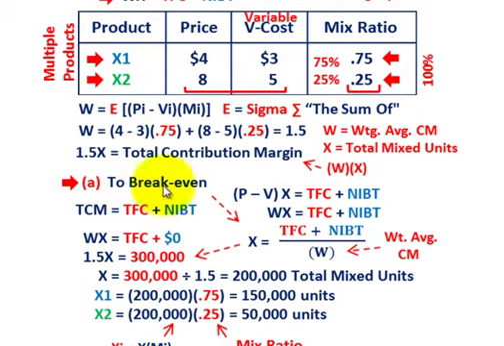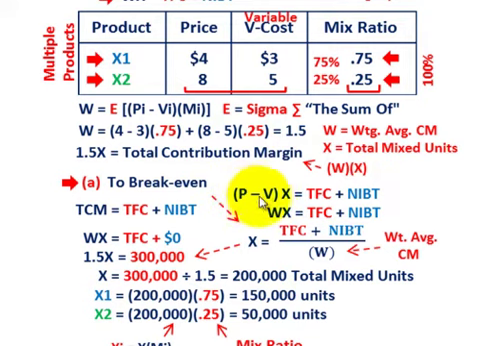Okay, so first for our break-even point. For break-even, we're looking at total contribution equals our total fixed cost plus our net income before taxes. But for break-even, our net income before taxes is just set at 0. So it'll be our total contribution, WX, equals our total fixed cost. And you can look at it in these terms: that contribution was our price versus our variable cost on a per unit basis times X equals our total fixed cost plus net income before taxes.